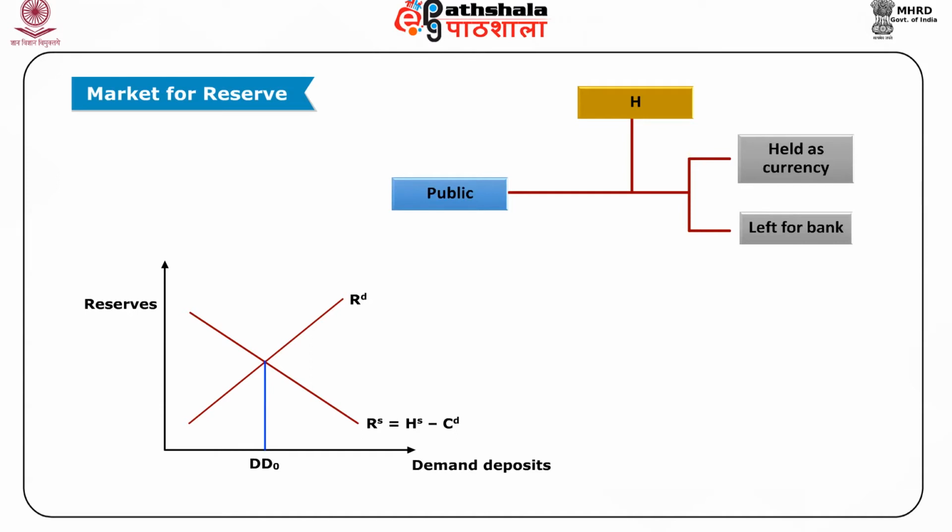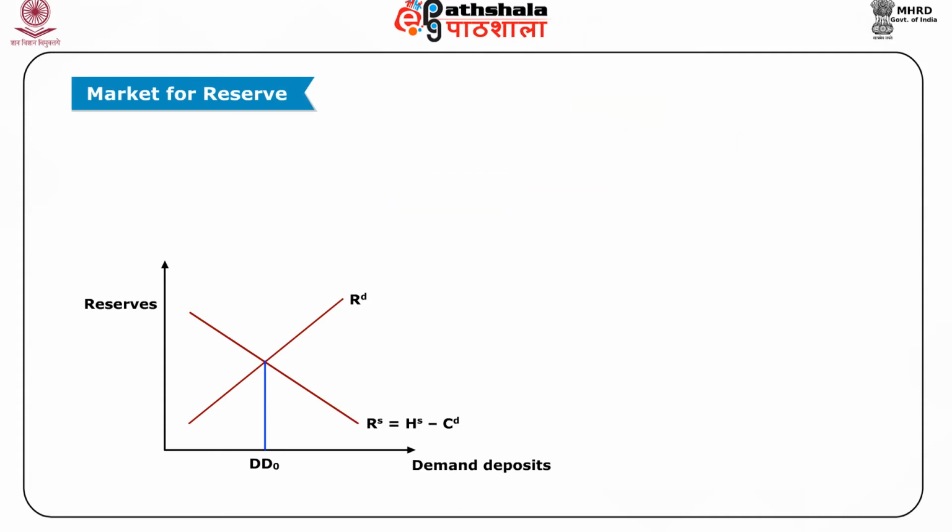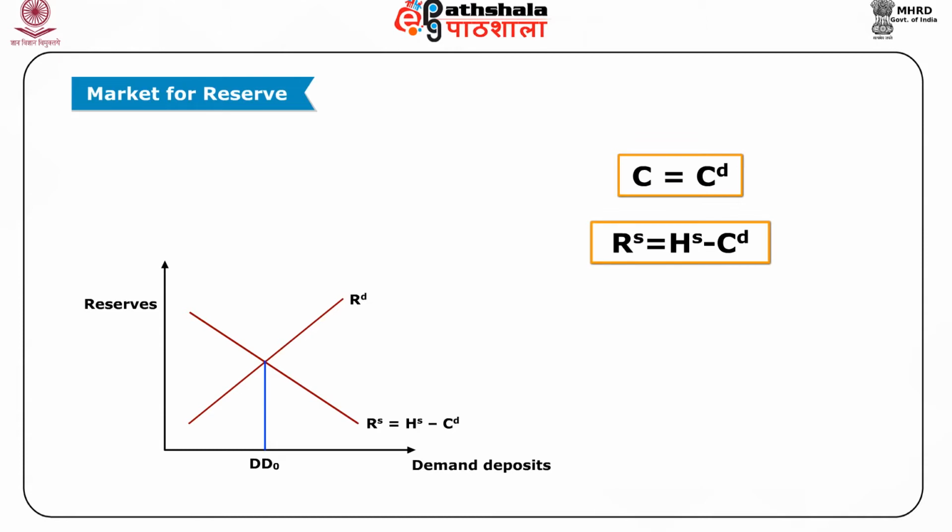In this, the public has the first claim on H to meet their demand for currency, because banks are always ready to convert their demand deposits into currency at par. Assuming actual C is equal to CD, banks have residual claims for reserves given by RS equals HS minus CD, and given the downward sloping RS curve, the intersection of the RD and RS curves gives the equilibrium level of deposits DD0. The equilibrium amount of money supply can be inferred as M0 equals C0 plus DD0.